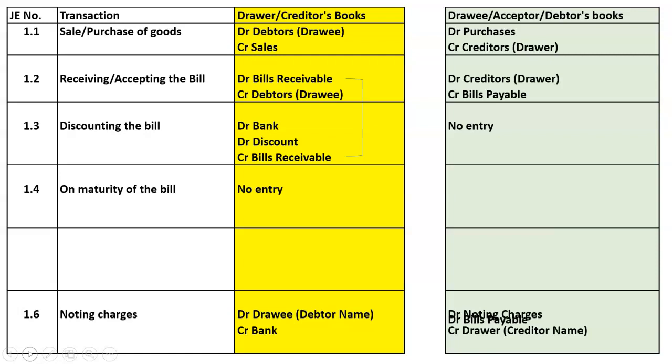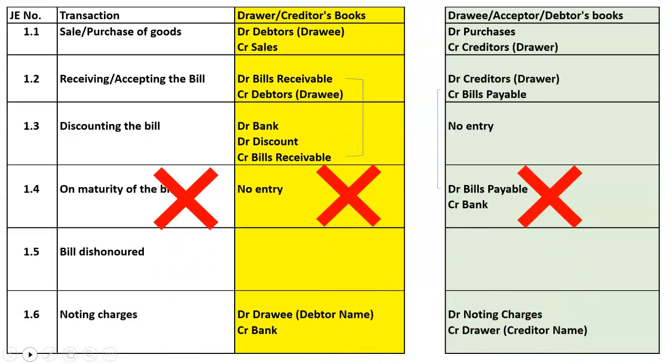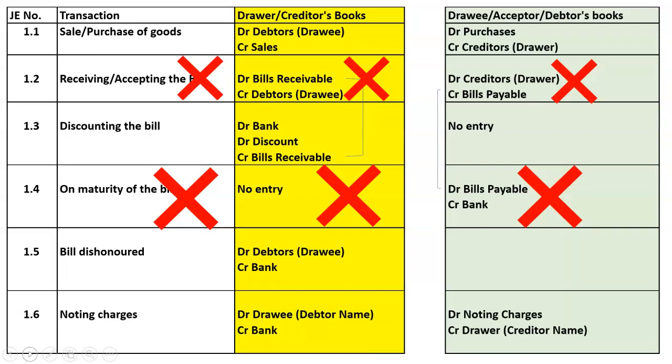But the drawee has to make payment to the bank on the maturity date. So the drawee will make a usual entry by debiting bills payable and by crediting bank. If a discounted bill becomes dishonored, then the drawer will have to make payment to his bank for the cash he already received through the discounting process. He will debit the debtor or drawee account because he still has to receive this money from him, and credit cash or bank for the payment made to the bank. The drawee will simply reverse the entry made at 1.2 above.